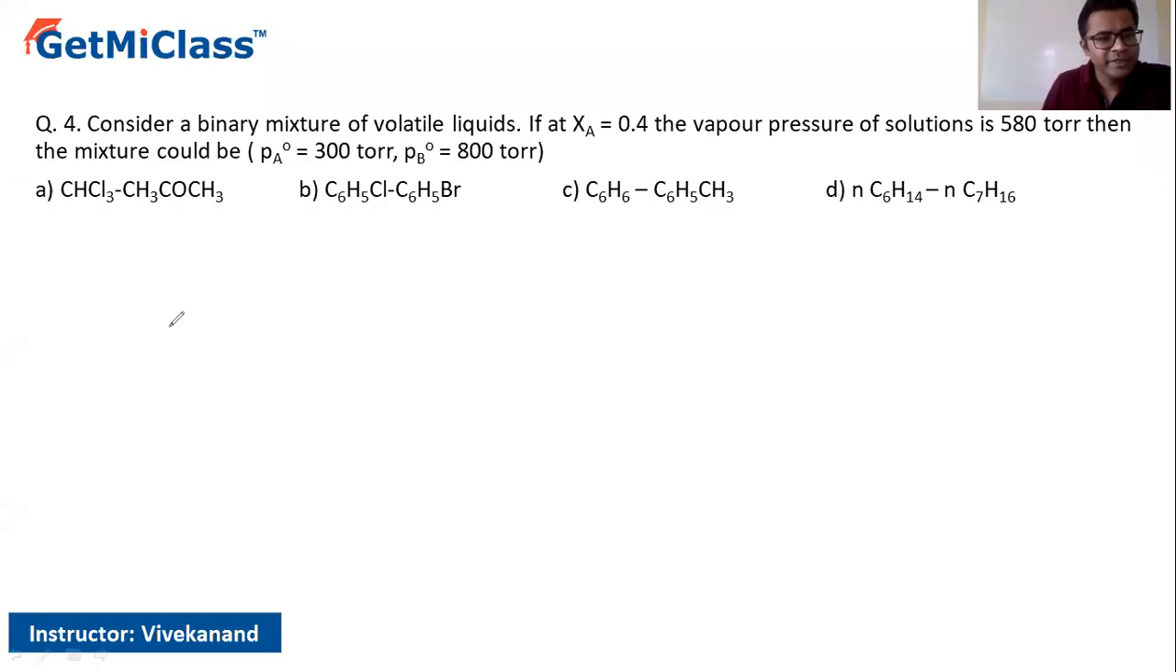Question number 4, consider a binary mixture of volatile liquids. If chi of A is equal to 0.4, the vapor pressure of a solution is 580 torr. Then the mixture would be, given that P naught of A is 300 torr and P naught of B is 800 torr. Now, if that is a consideration, the binary mixture, what would it be?